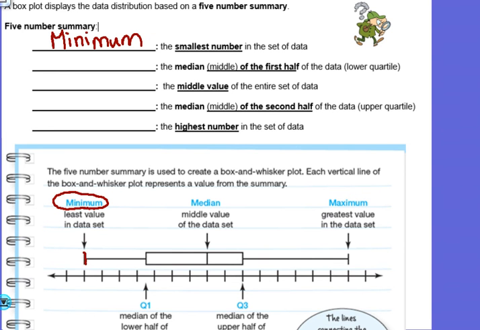The next term I want to take a look at is the median. The median will always be the line that's in the middle of your box. So here, the median goes on this line. It is the middle value of the entire set of data. The next one is the highest number in the set of data, and that is called our maximum. It will always be this line all the way at the end, all the way to the right. That is your maximum value, your highest value.